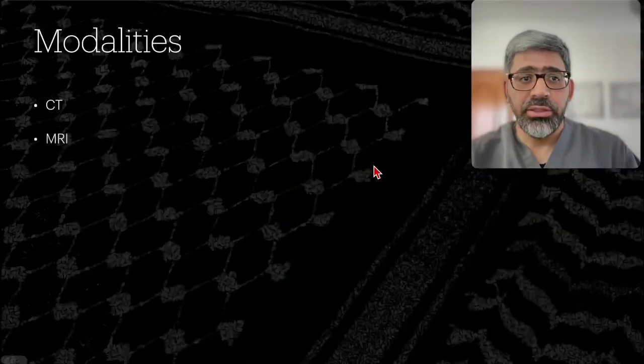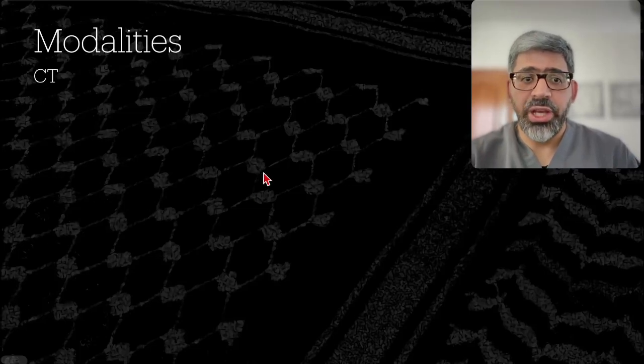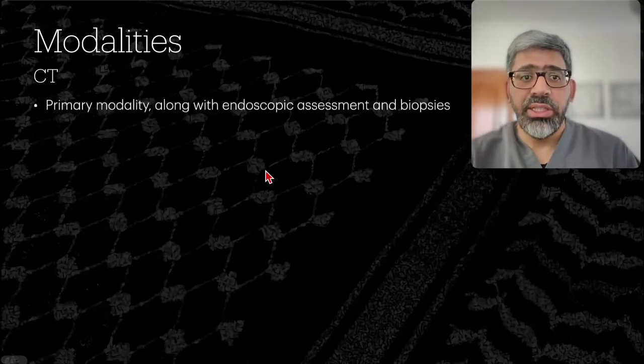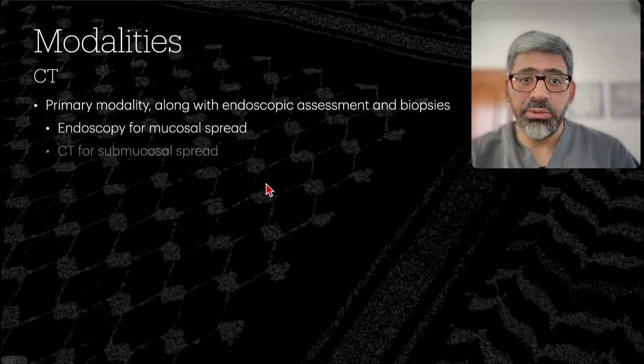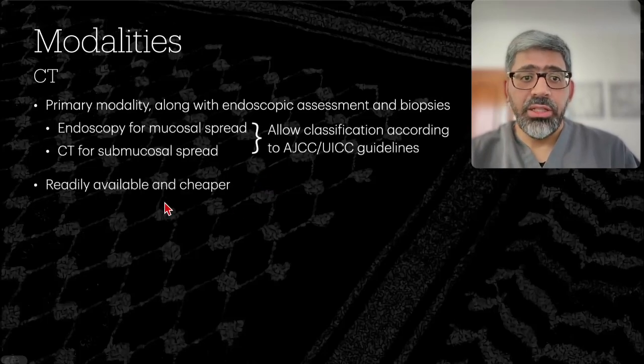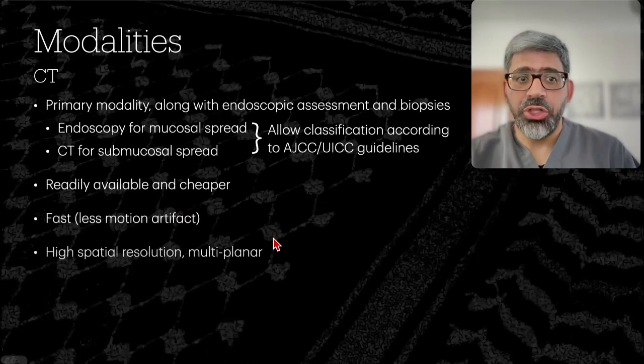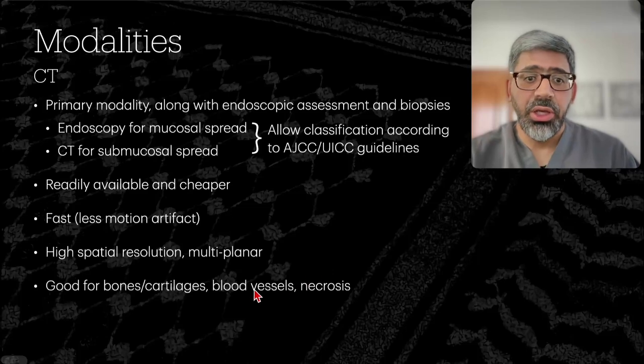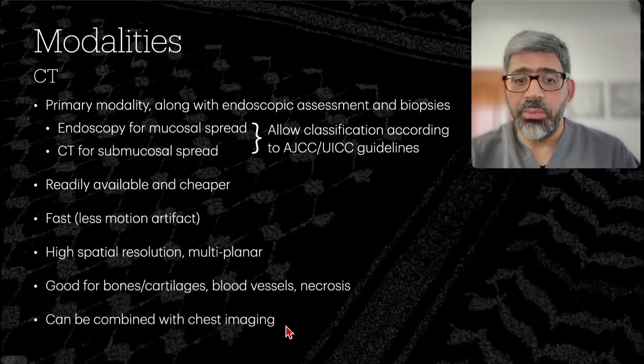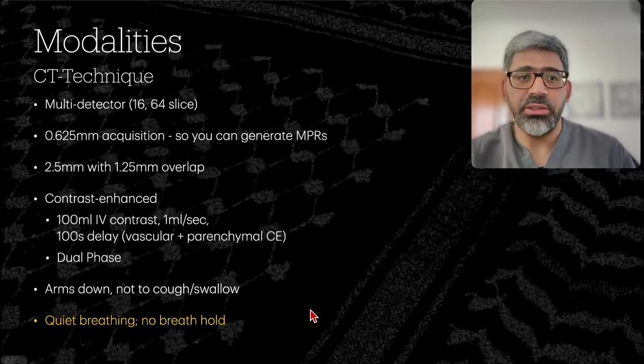For imaging techniques, CT and MR are the primary modalities. CT used to be the primary modality along with endoscopic assessment and biopsies. It is readily available and relatively cheap. It is fast, so less motion artifact. It provides high spatial resolution and can be multiplanar. It also can be combined with chest imaging to rule out metastases.